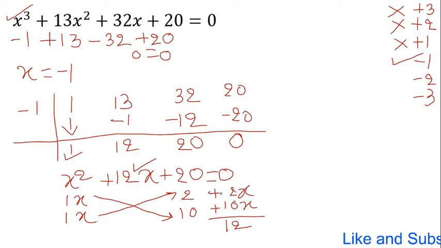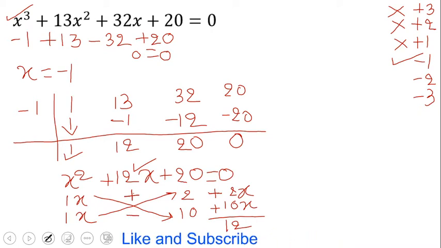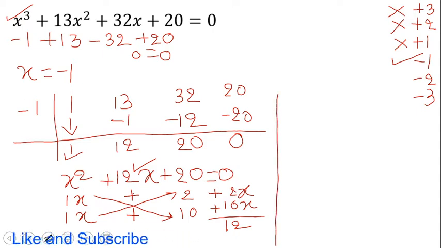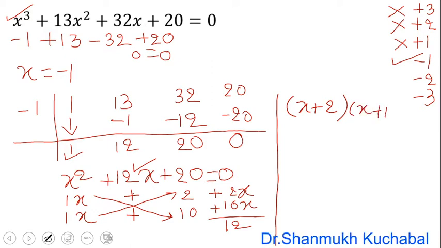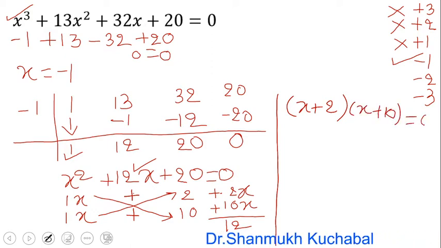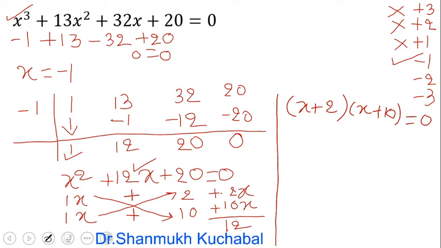Here we have a plus sign, so I am using a plus sign. In the second row you will observe plus 10, I am using a plus. So we get the factors: first row x plus 2, and second row x plus 10, equal to 0. Therefore, a cubic equation leads to 3 solutions.